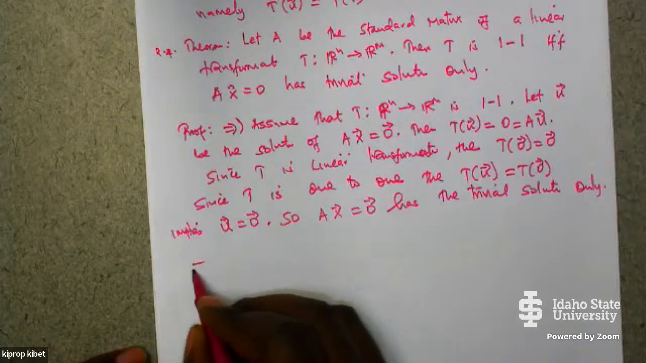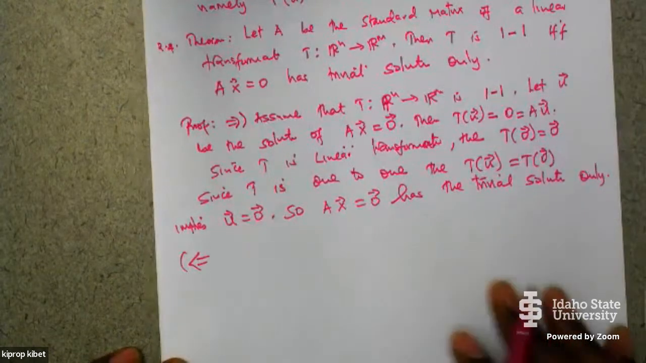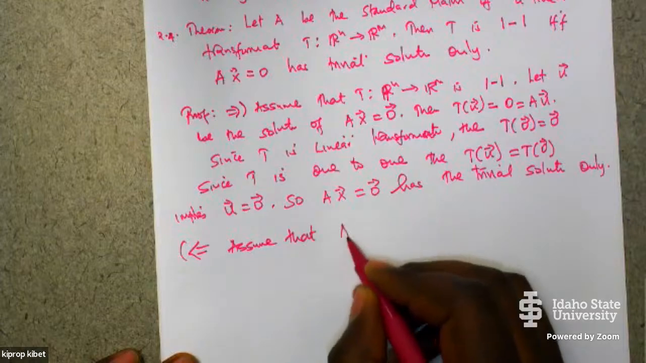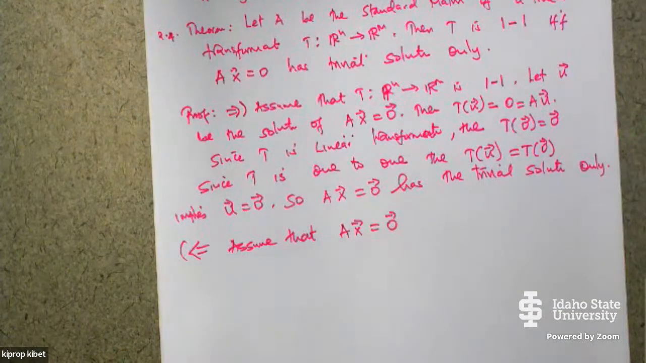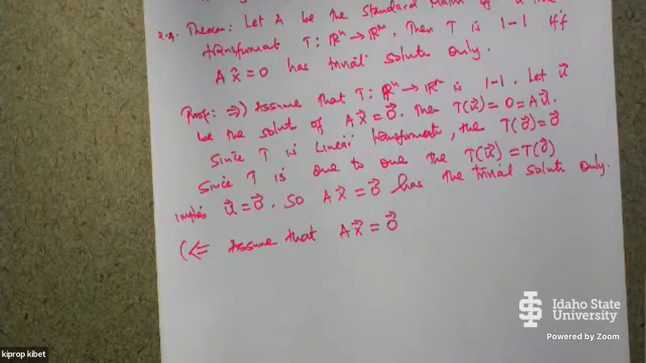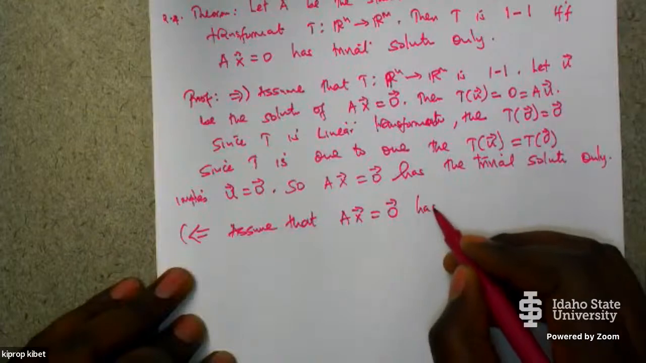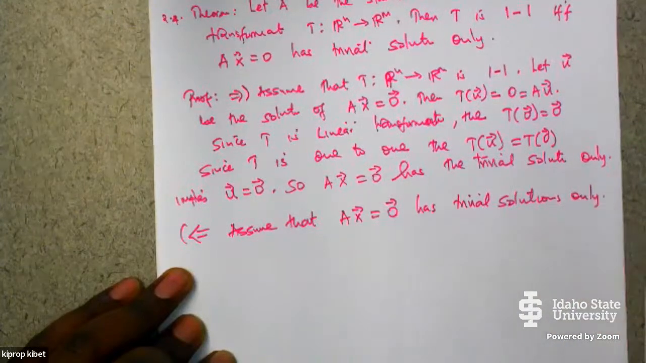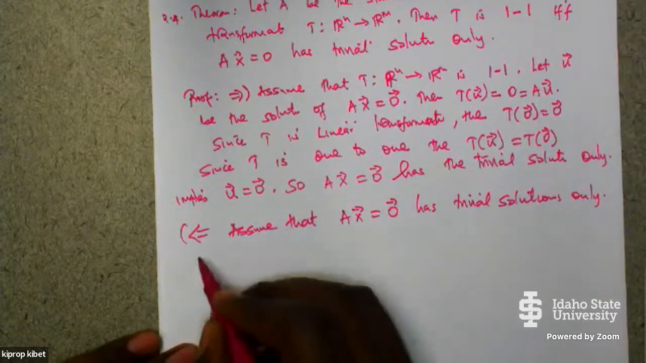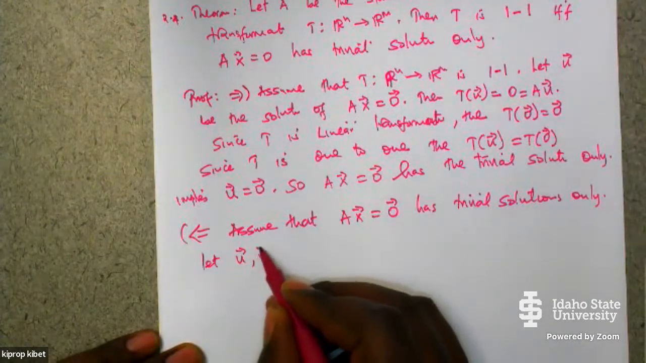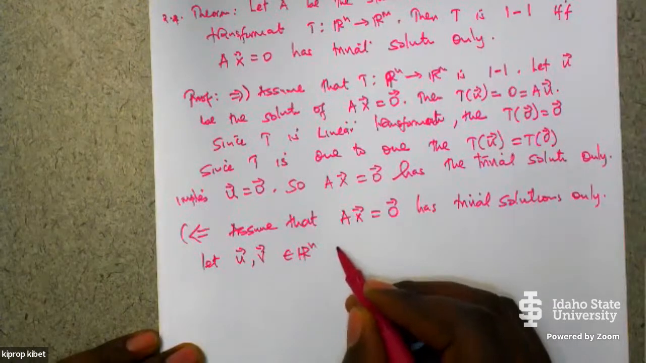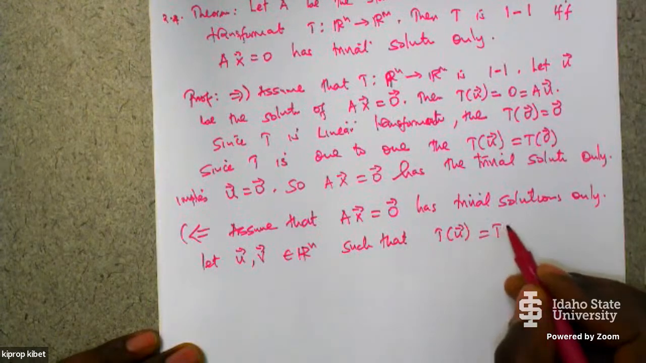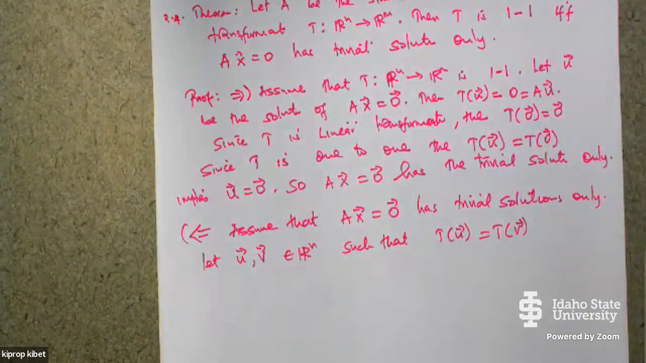Now, in the other direction, to prove the backward direction, we can assume that Ax equals the 0 vector has only the trivial solution. Now let u and v be elements of Rn such that T of u equals T of v.